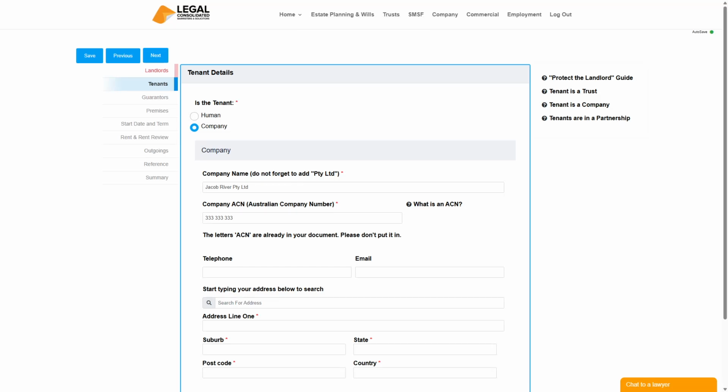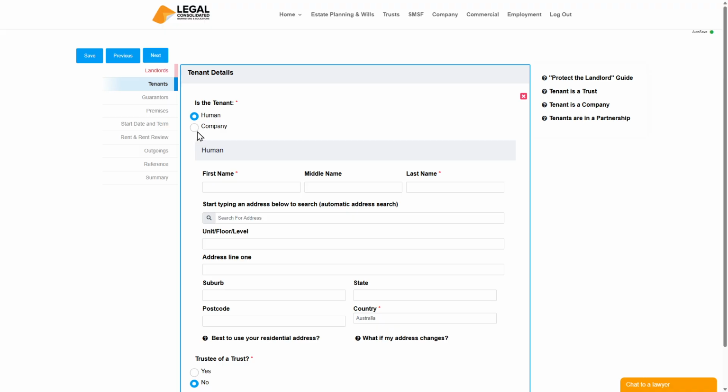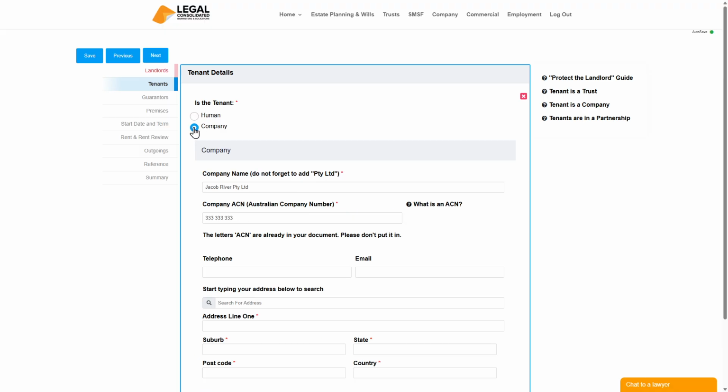So now we move to the person that is going to lease out your commercial property, and that person is called a tenant, or if there's more than one, tenants. As you'll understand as you deal with commercial documents, there are two types of entities in the world: either a human being, or a natural person, or a company.